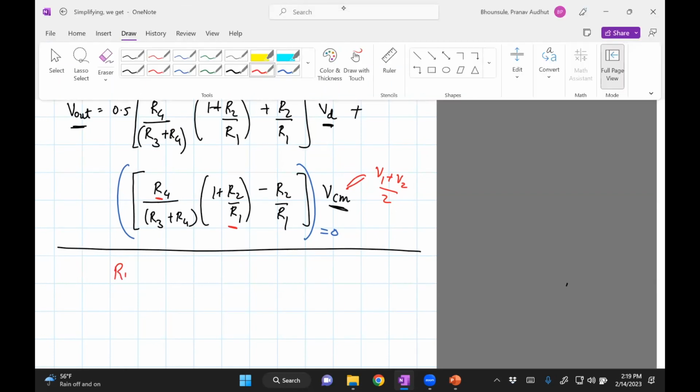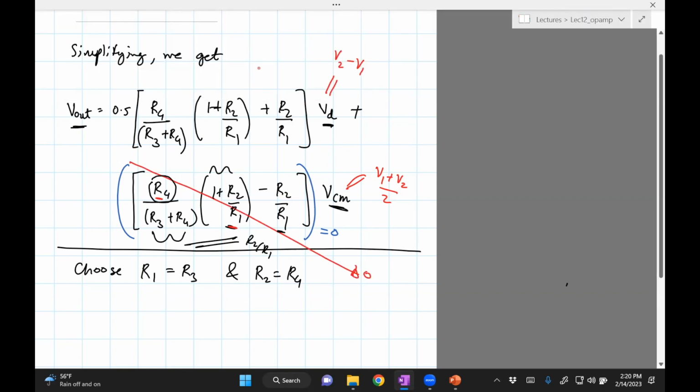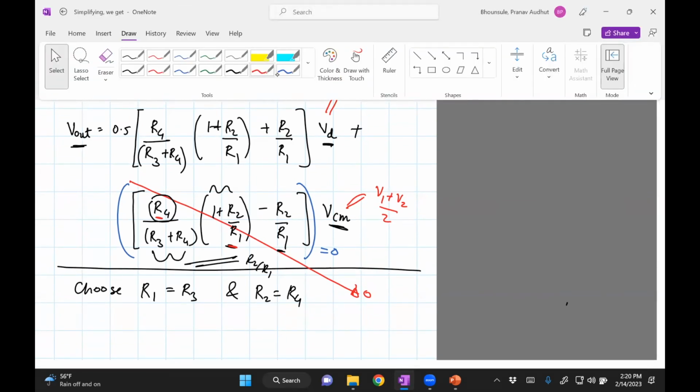so if you choose R1 equals R3 and R2 equals R4, then you'll see that the numerator over here will cancel with the denominator here, and then you'll get the ratio of R2 and R1, which will cancel. There'll be R2 divided by R1 here. So this will reduce to R2 divided by R1, and then that will cancel with the R2 divided by R1, and then you'll effectively get 0 here. This will be 0. Okay, so we are all set.